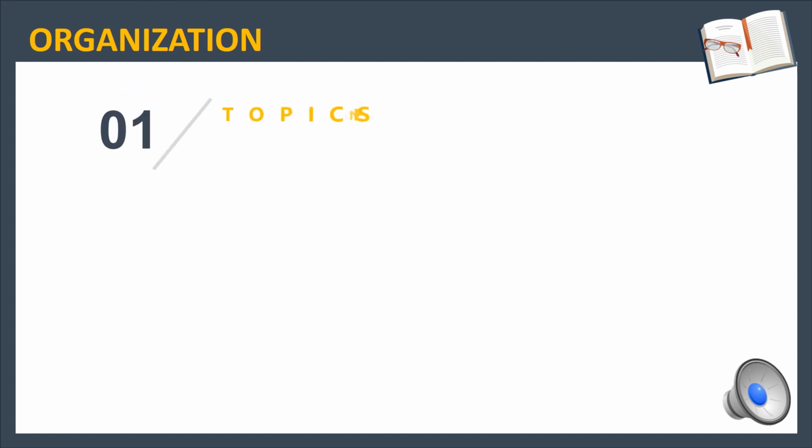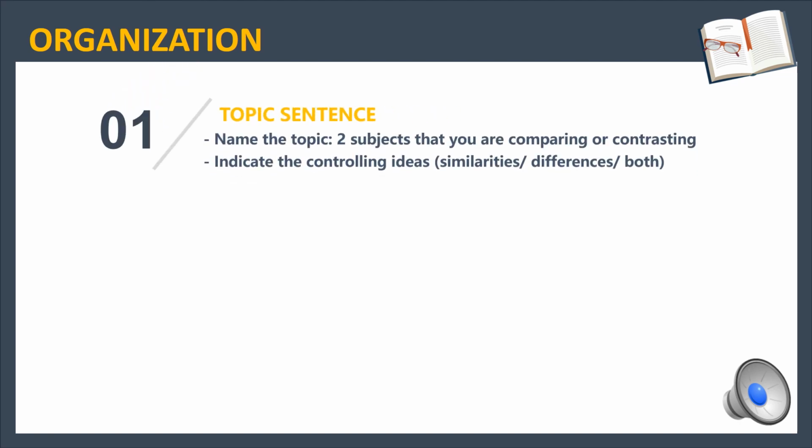Moving on to the organization, there are actually three parts. The first one is the topic sentence. In the topic sentence, you are required to name the topic, which is the two subjects that you're comparing or contrasting. Don't forget to indicate the controlling ideas: similarities, differences, or both.